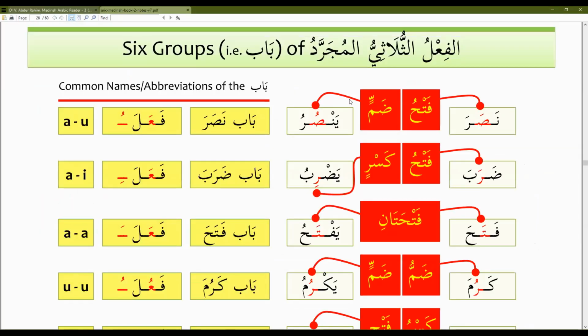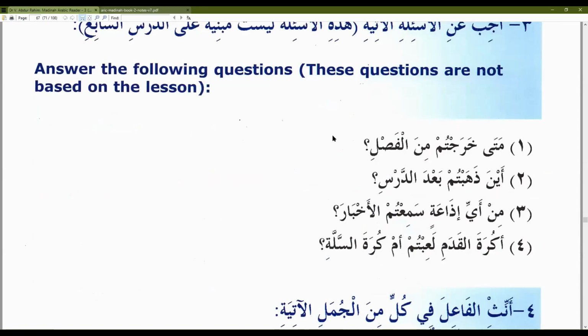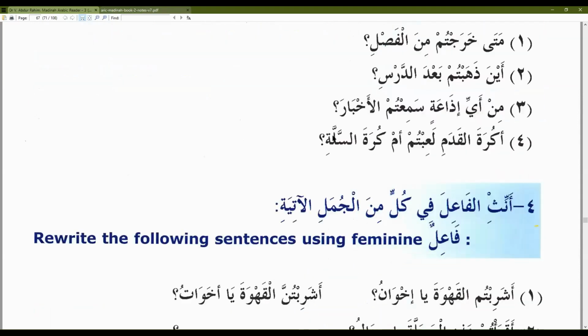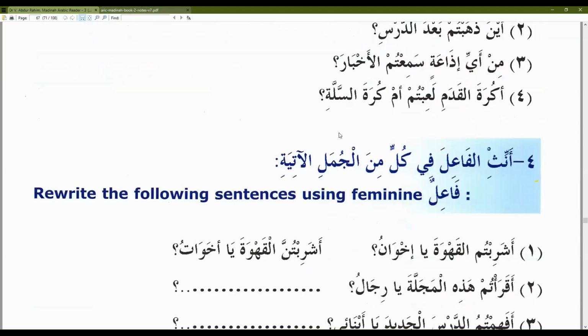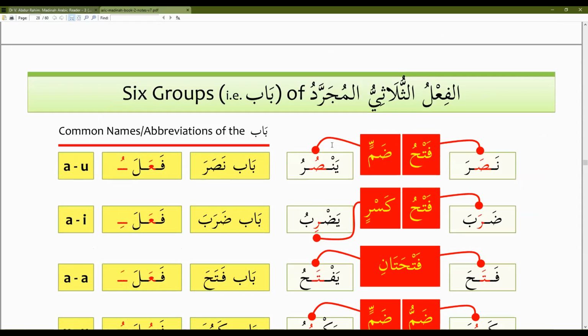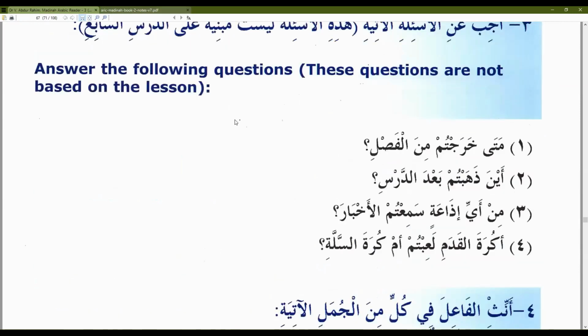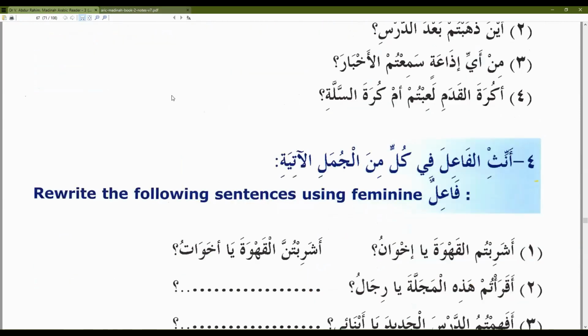Okay, here it is. So we did the babs, nasara yansuru, daraba yadribu, mark the verbs. Which verbs? Okay. So we did this last time. Whenever a verb comes, I'm telling it out. So please, if it's possible, you can write it down, inshallah. Verbs, whenever the verbs come.